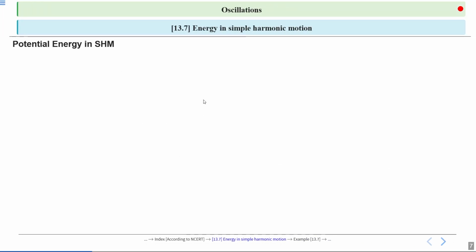Now we will focus on potential energy in simple harmonic motion, or SHM. So let's start by recalling the force equation for SHM, equation 13.3: F is equal to minus kx. Here F is the restoring force, small k is the force constant or spring constant measured in newtons per meter, and x is the displacement from the equilibrium position in meters. And the negative sign shows that the force always acts to bring the object back toward equilibrium.